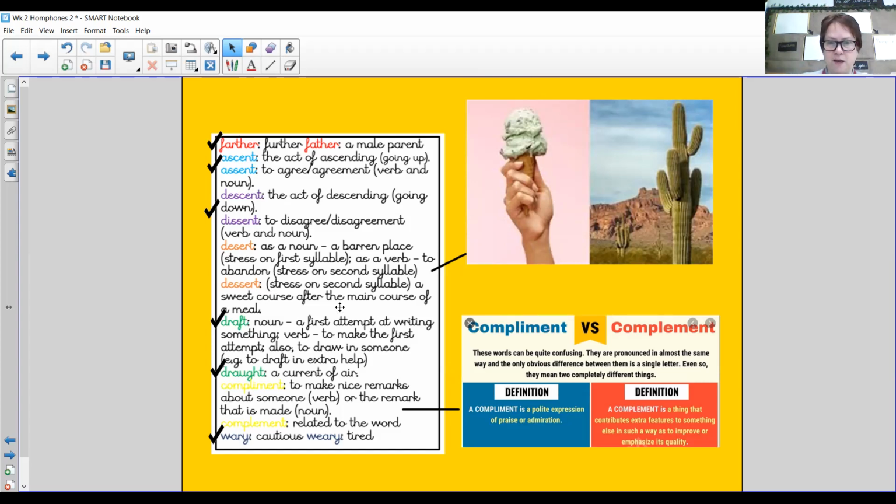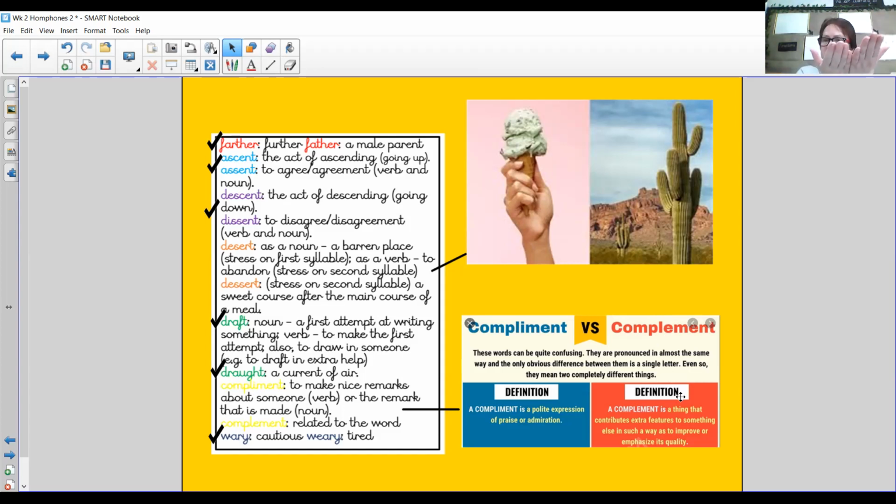So they're quite tricky. And compliment, compliment. So compliment with an I is that you're going to make a polite expression, a praise or admiration. You might compliment somebody on what they're wearing or what they've said. Complement with an E is something that goes together.